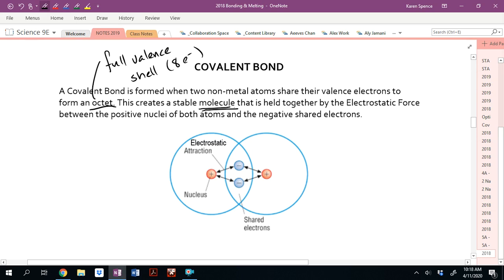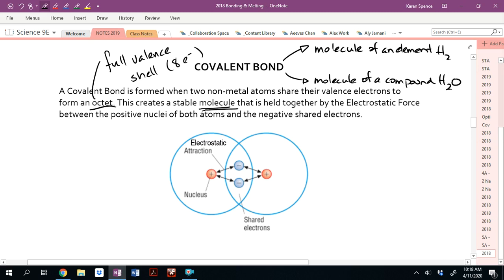And so if a covalent bond is formed, you can either create a molecule of an element, say for example you have H2, that's one H atom bonded to another H atom, or you could create a molecule of a compound, which could be, for example, H2O, where we have two different types of atoms, which makes it a compound.